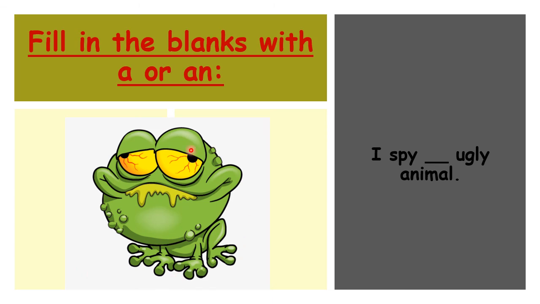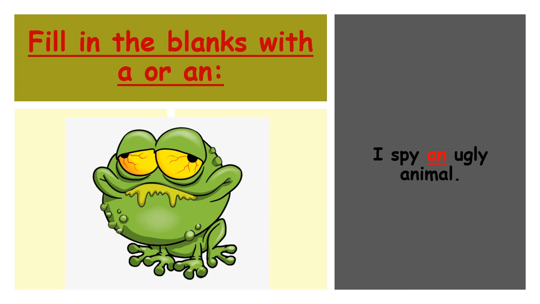Look at this ugly little frog right here. The word we are going to be looking at today is ugly animal. Ugly animal. This is not very beautiful, is it? Ugh. So see if you can fill in the blank with a or an. Ugly animal. So always look at the first word next to the article. Is it a vowel? Yes, indeed it's a vowel. I spy. So which one do we use if it's a vowel? I spy an ugly animal.